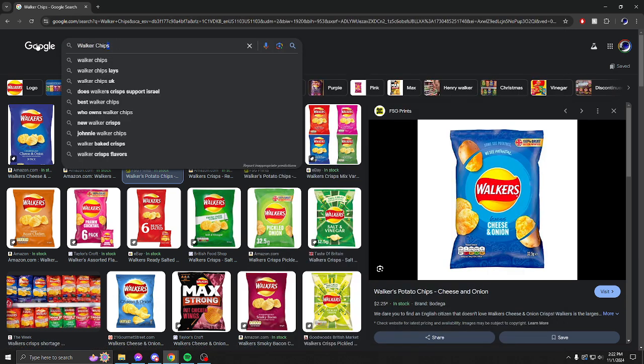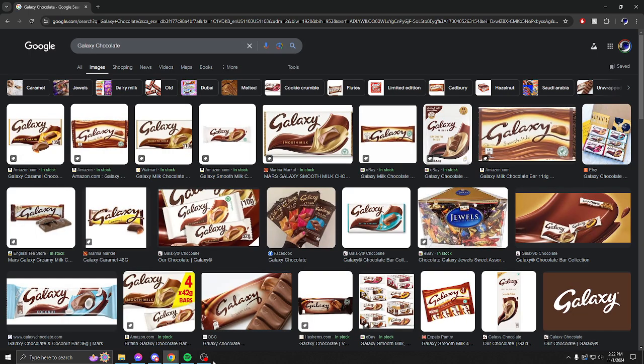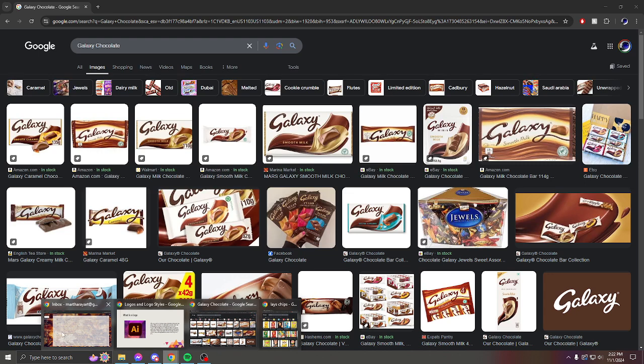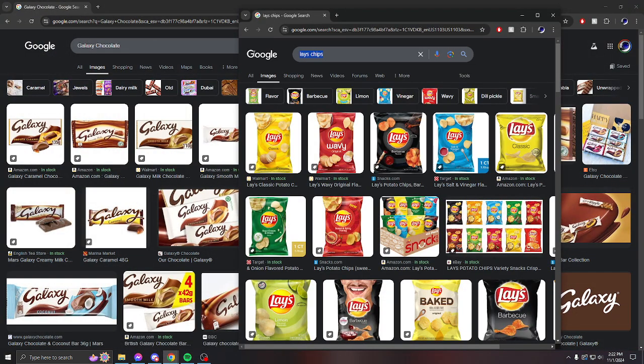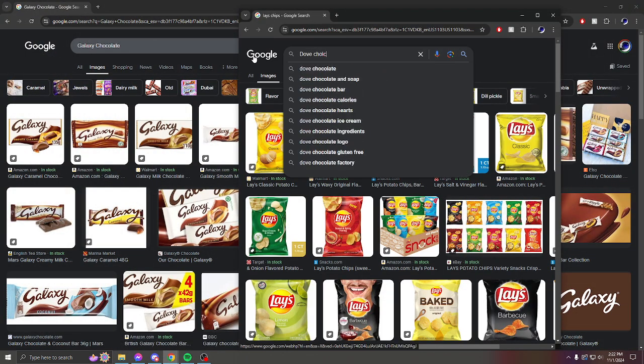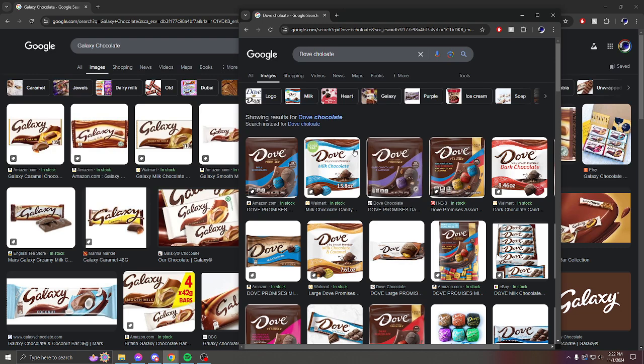The same goes for if we look up Galaxy Chocolate, which is a British chocolate. And you can see the branding here. And then if I go over to this one, and I type in Dove chocolate, you can see how similar the branding is with how their words are, the coloring, the symbolism on them. And these are made by the same company as well, or affiliated companies that are under a mass brand.